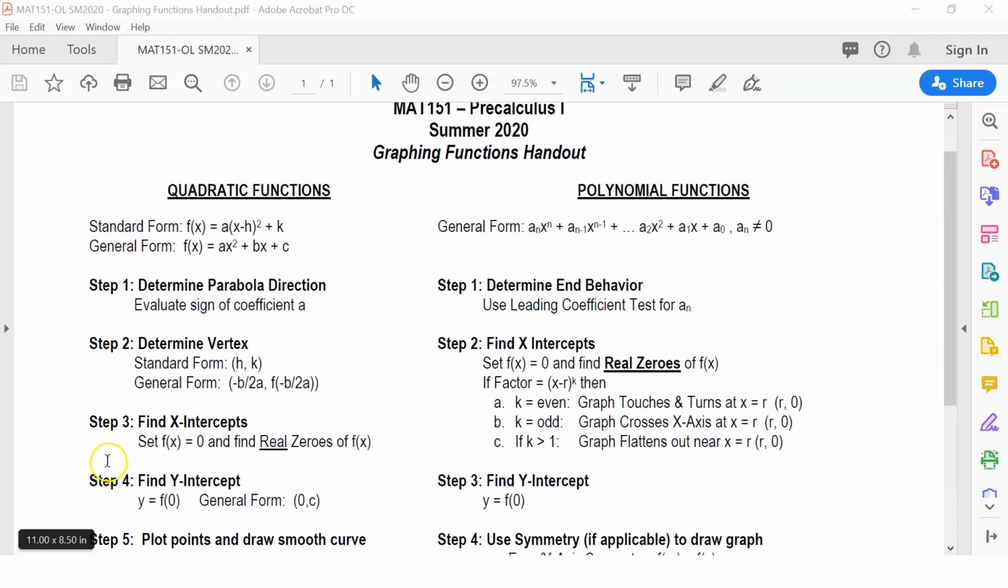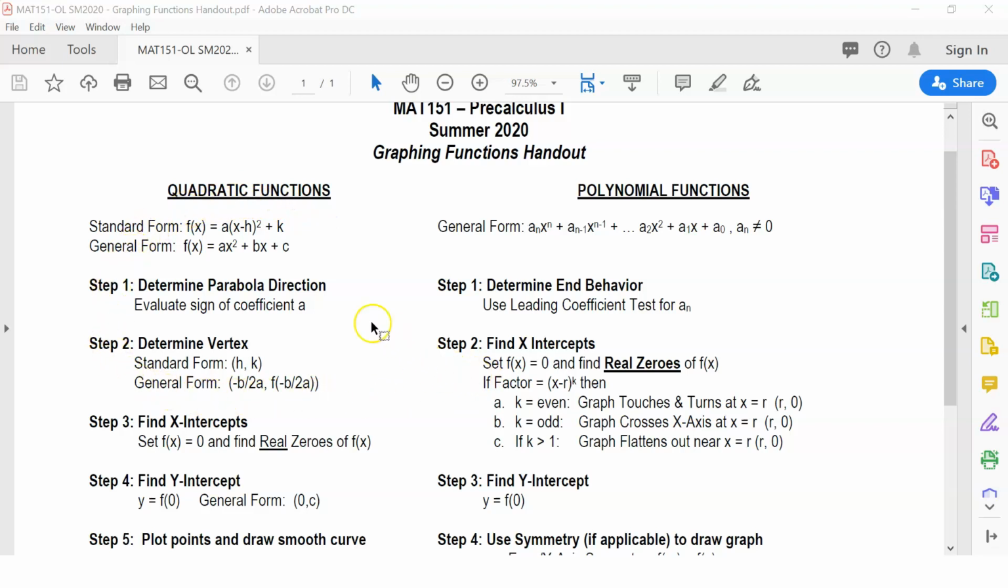The last topic that we will look at in section 3.2 will be on graphing polynomial functions. And when we graph polynomial functions, we're really going to put together all the individual concepts we've looked at so far in the chapter as part of our graphing procedure. If you refer to the graphing functions handout posted on Blackboard, of course we're focusing here on our procedure for polynomial functions, but I will connect to some of the procedures and steps we saw for quadratic functions.